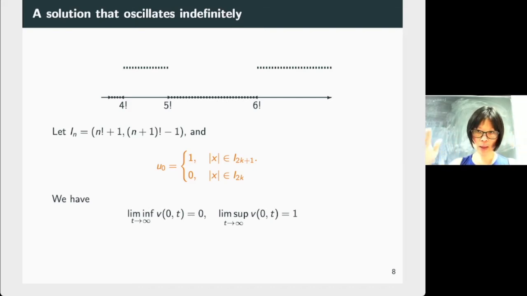Then it's going to go back to 0 for a very, very long space. So the average goes back to 0. Then it's going to go up to 1.